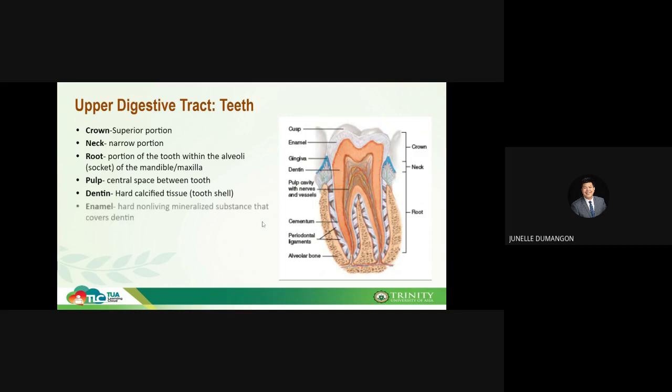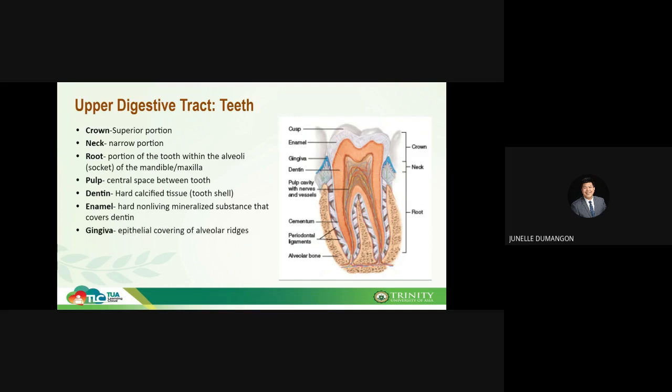And our crown is composed of enamel. Okay? Enamel is also a hard, non-living mineralized substance that covers the dentin. Okay? So the dentin is a tissue. It is a living substance. No, kaya that's why we need blood vessels here. They actually supply the dentin. While your enamel is a non-living calcified structure. A non-living na yung ating enamel.